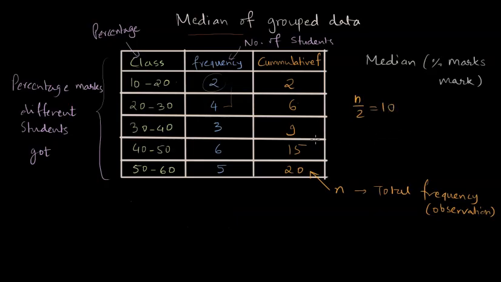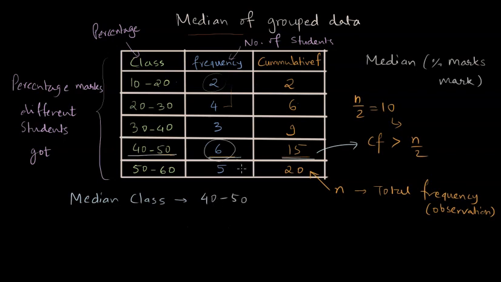So we want to isolate the class or highlight a class where the number of observations, or the cumulative frequency, reaches above 10, right? So we have to find a cumulative frequency in the table which becomes greater than n by 2. For the first class, 10 to 20, cumulative frequency is 2, then it's 6, then it's 9. And when this CF, or the cumulative frequency, is 15, it becomes greater than n by 2 for the first time. And that happens for this 40 to 50 class. And therefore, the median class is 40 to 50. We also know that there are 6 observations in this class. So the frequency for this is 6.